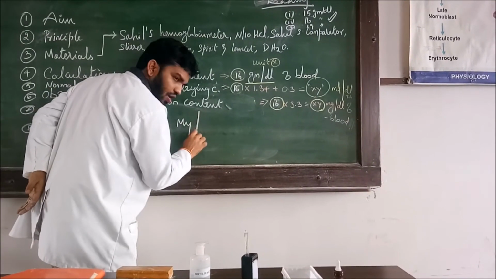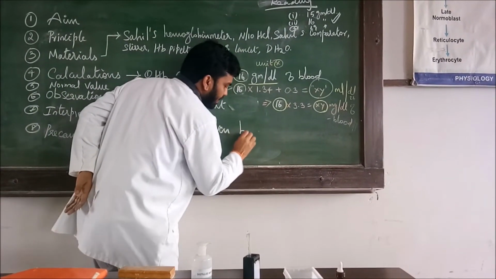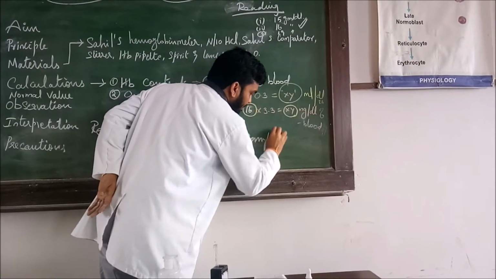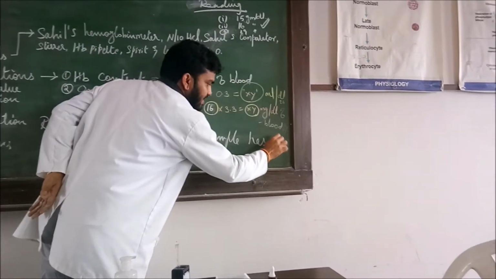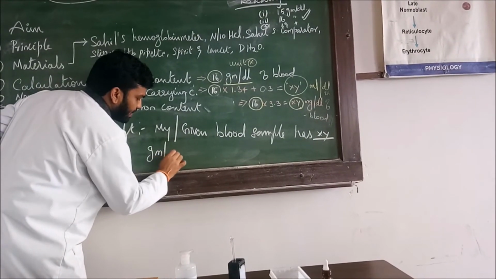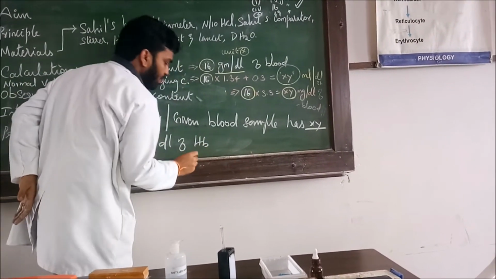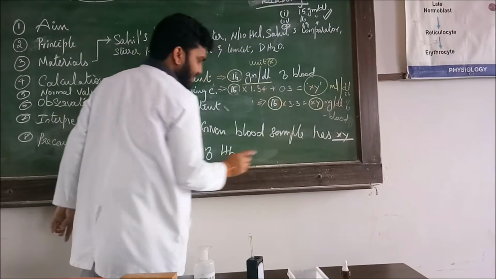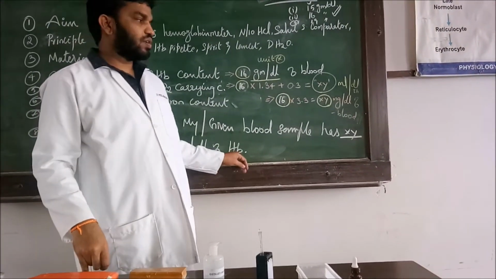Mine or given blood sample has XY gram per deciliter of hemoglobin. Mine or given blood sample has XY gram per deciliter of hemoglobin. Like this we want to report.